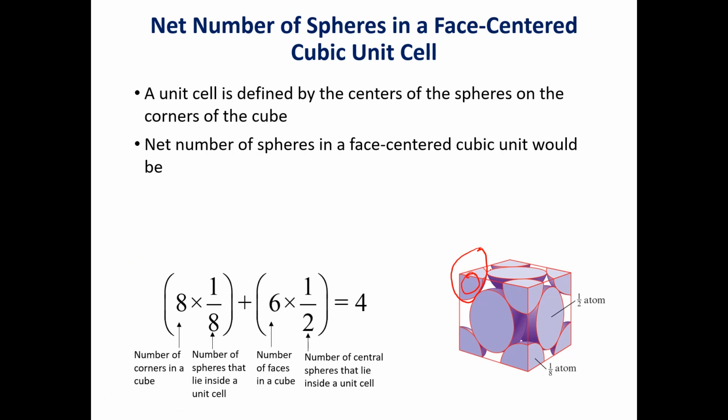So if we count it up, we have 8 corners in any given cube, and we have 1/8 of a cell. So if we take 8 times 1/8, and then we have 6 faces on the cube, and each of those has a half of a sphere. So 8 times 1/8 plus 6 times 1/2 gives us a total of 4 spheres that actually lie within this unit cell.